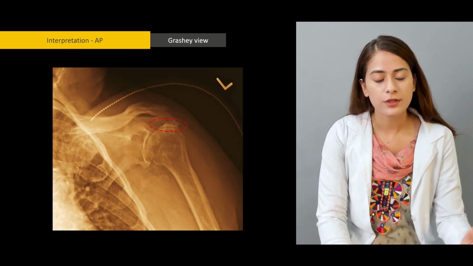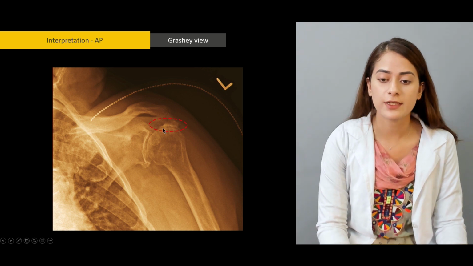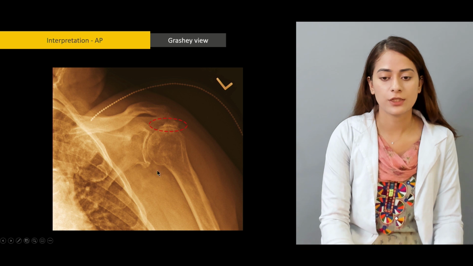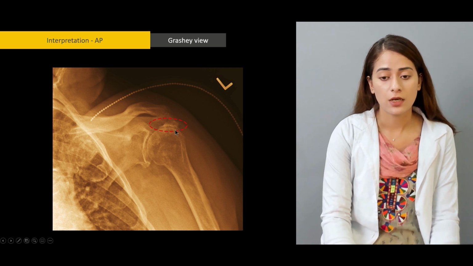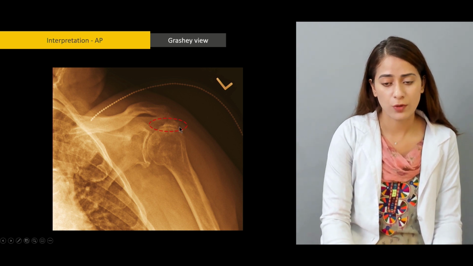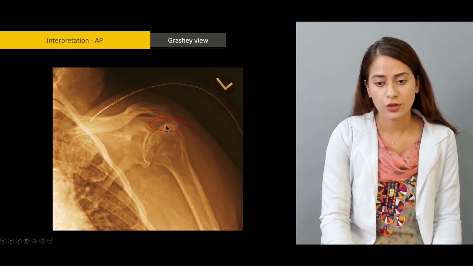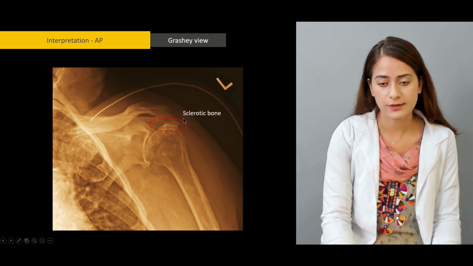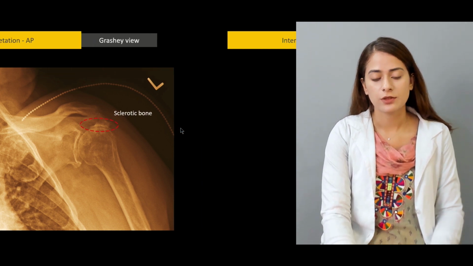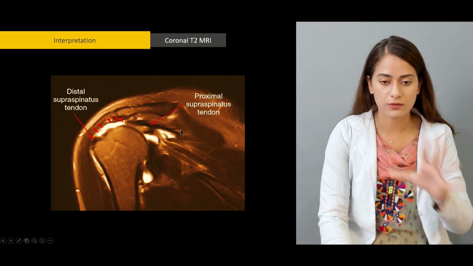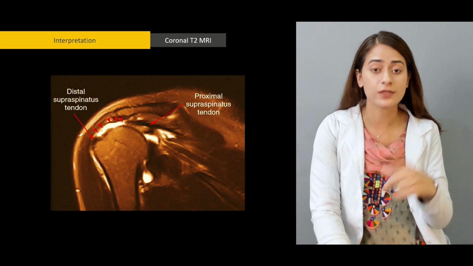Again, we have another Grashey view. As we can see, like I said, the osteophyte formation can be commonly seen here and here. So this is sclerotic bone formation, or sclerosis of the bone here. We can also call it osteophyte formation, but we have to say there was increased sclerosis.